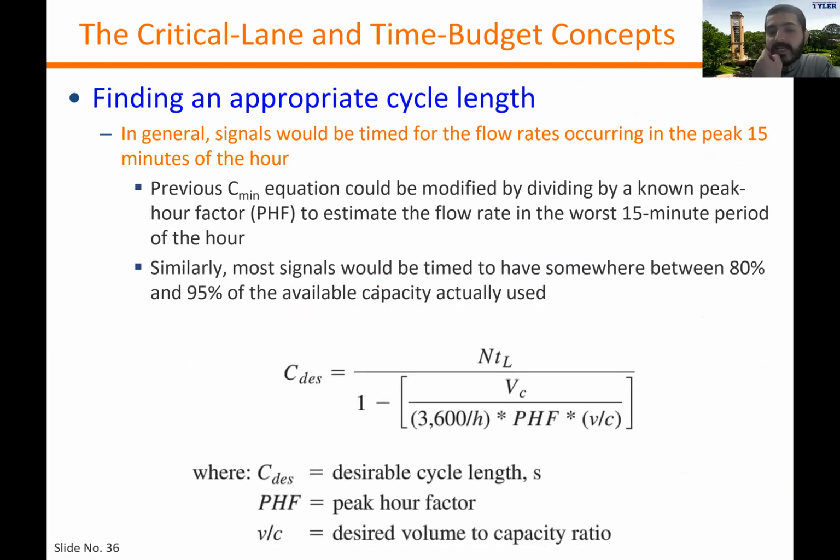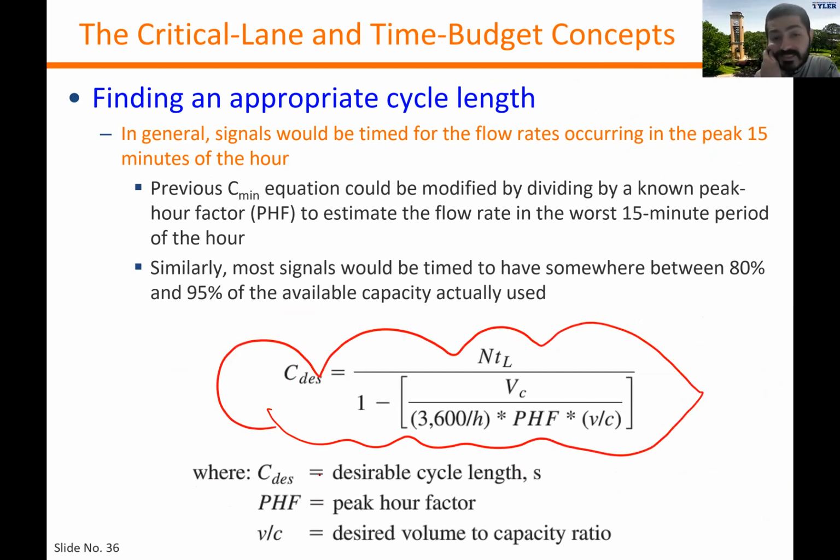We started with a very theoretical equation for the minimum cycle length, but actually we did a correction, and this is the equation that we use, which is the design cycle length, not the minimum cycle length. The desirable cycle length is n, the number of phases, times TL, the lost time, over 1 minus V over C times 3600 over H times PHF times V over C. So compared to the previous equation, we included these two new factors, the peak hour factor as well as the V over C. And again, that's the difference.